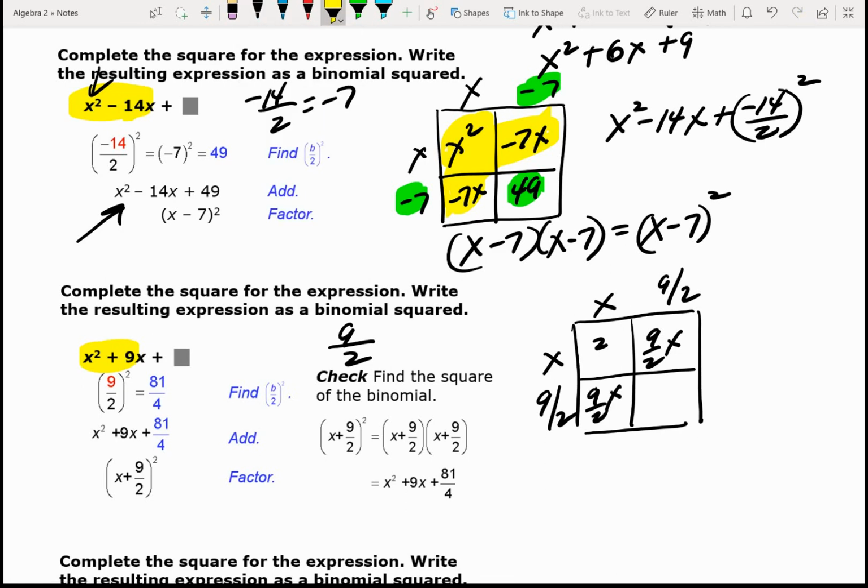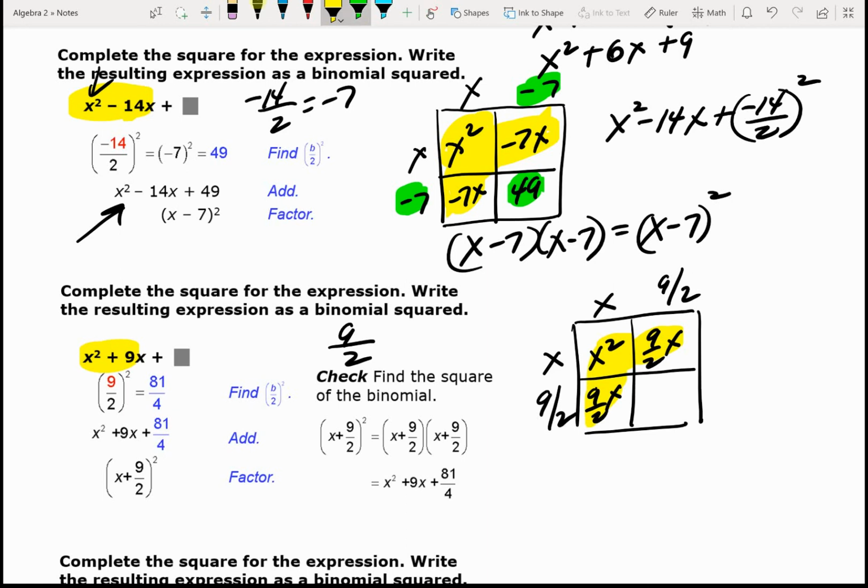So all of this here. Oops, what happened to my x squared? Where did it go? X times x is x squared. X times 9 halves is 9 halves x, and 9 halves times x is 9 halves x. So that's what I started with. Oops, come on, it's driving me crazy. So this is x squared plus 9x. Add up the 9 halves x twice and you get x squared plus 9x.